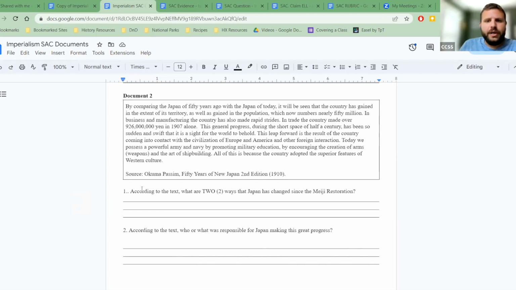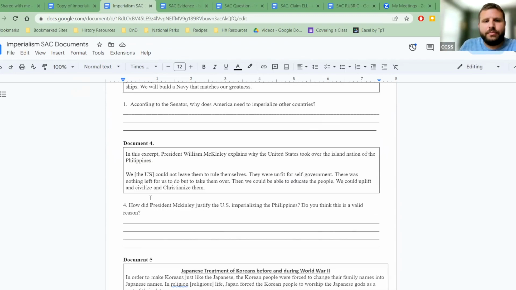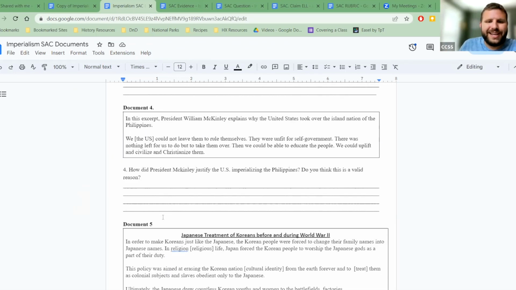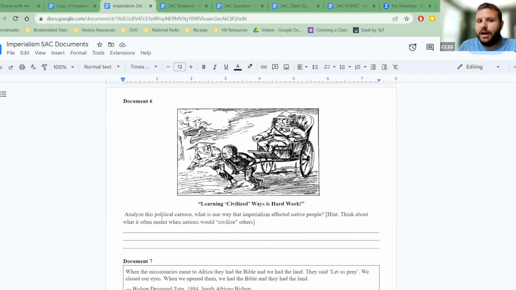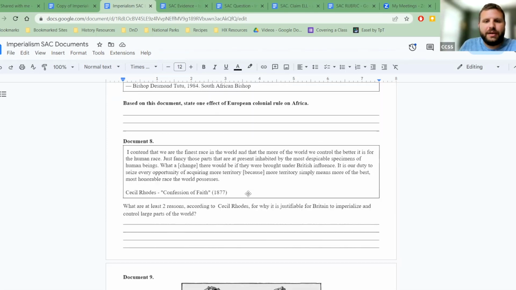However, I think the first few are mostly text-based. There's five. But then we're going to get into some of those skills we practiced in class of looking at visual literacy, political cartoon analysis, graphic analysis, and data analysis. So we have some of these.